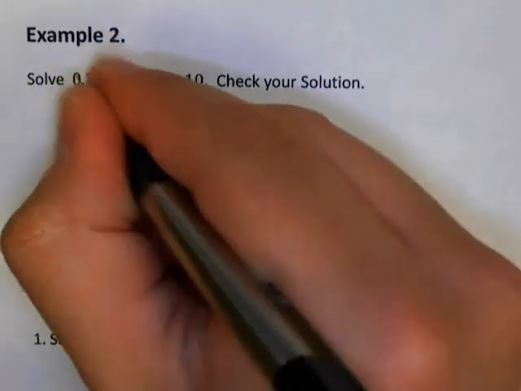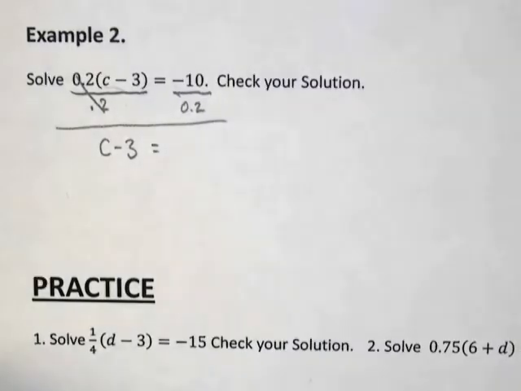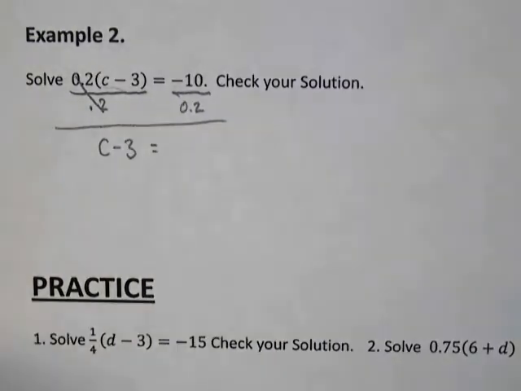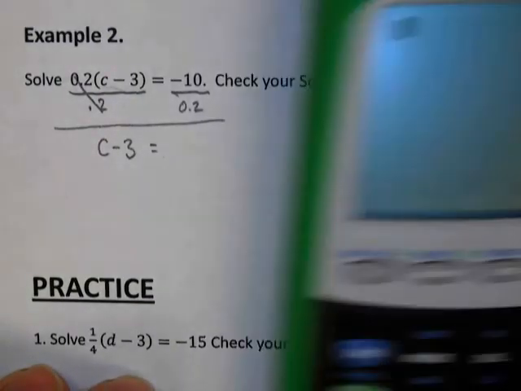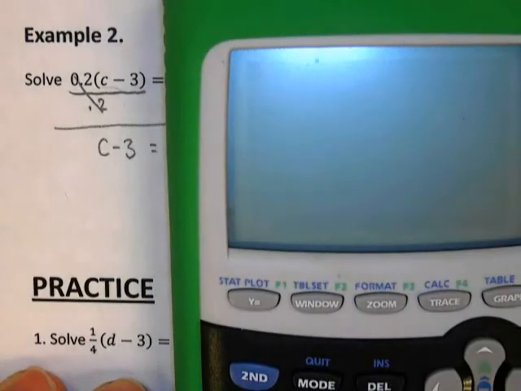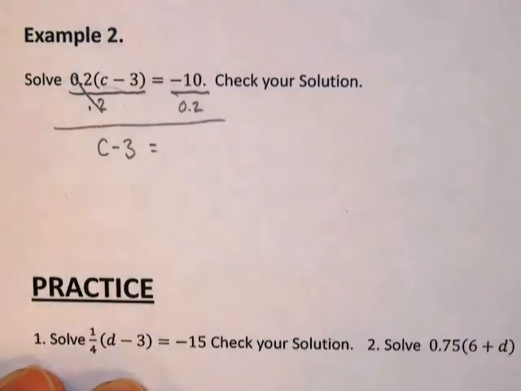Okay, if we do that, those will cancel out, and we'll just be left with c minus 3. Our parentheses are now gone because we don't need them anymore. And -10 divided by 0.2. If you're unsure of how to solve that, you can use a friend, and we can go -10 divided by 0.2 or 0.2, either way, is going to be -50.